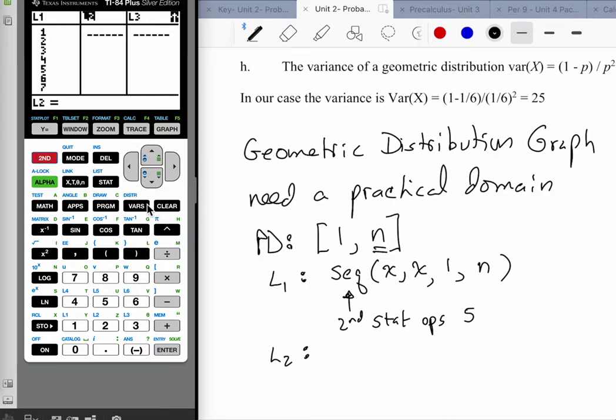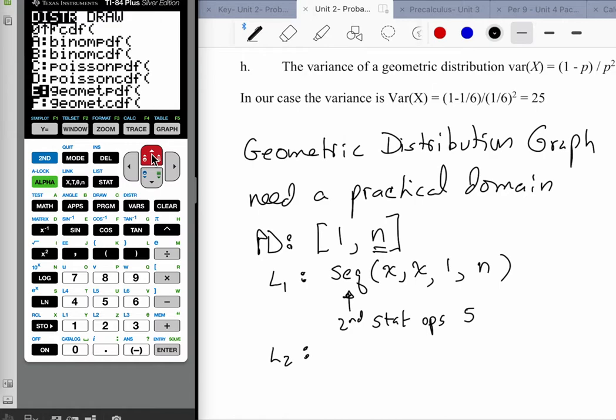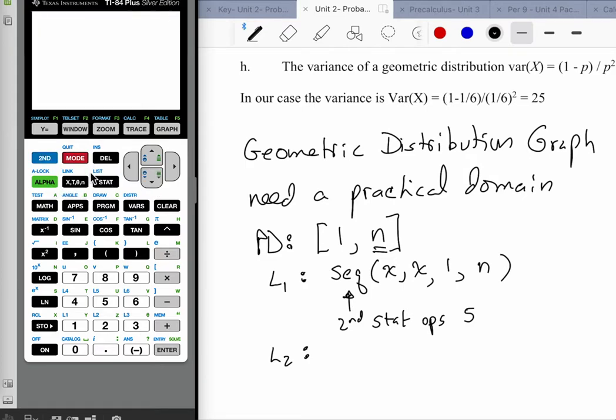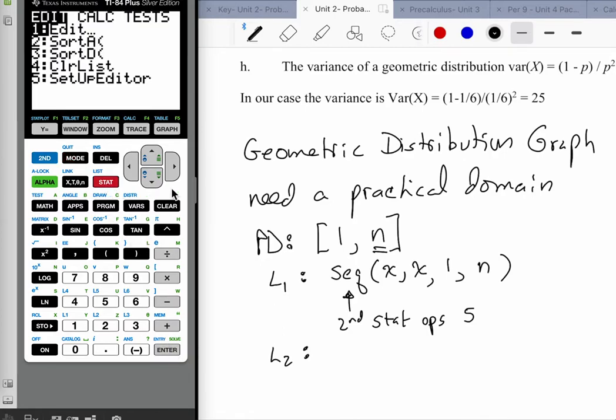It's in the second vars, right at the bottom. Remember, A and B is your binom PDF and CDF. There's also geometric PDF and CDF, all right? So that'll give you the probability density function and the cumulative density function. It'll give you the areas or the probabilities associated with particular values. As long as you know the probability and the number of trials before success, you could use this. I'll go through that in a minute.